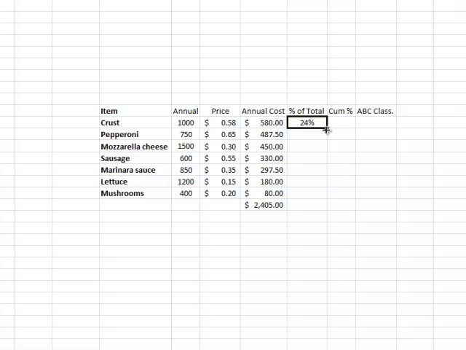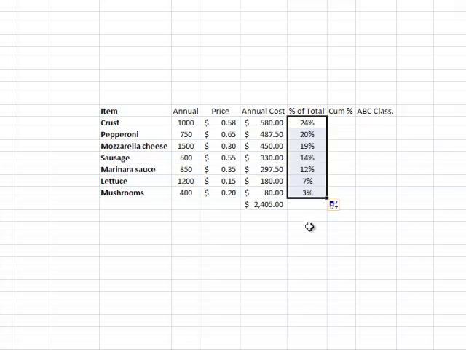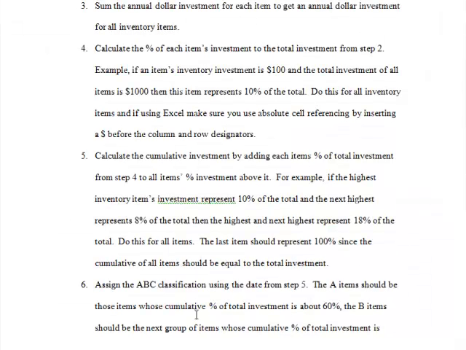And now I'm going to copy that formula all the way down, and I can see what the percentage is for the others. So once again, if you're using Excel, when you get to this step, you need to make sure that you have a $ sign in front of the row and also a $ sign in front of the column when you put in your formula. Let's see what the next step in the procedure is.